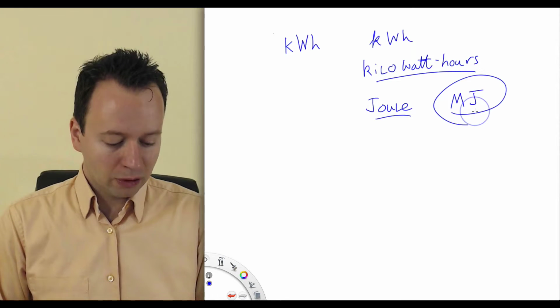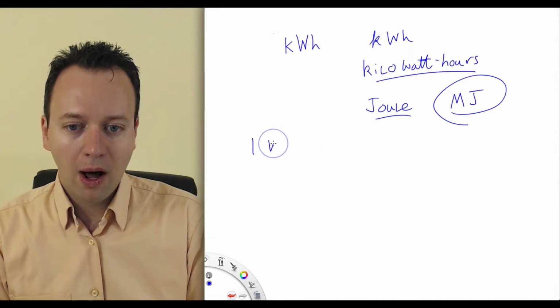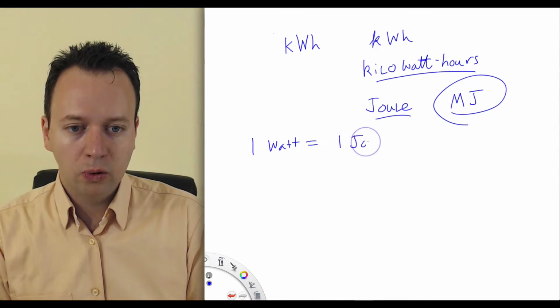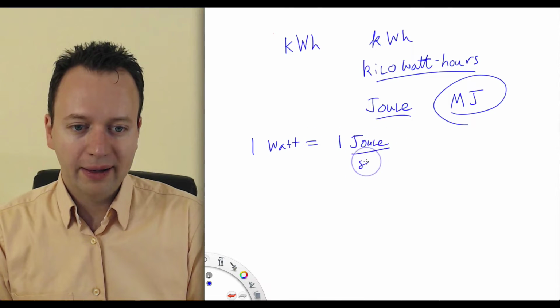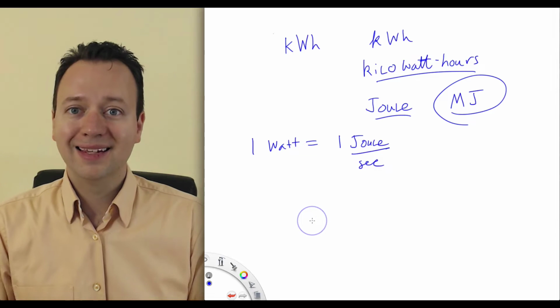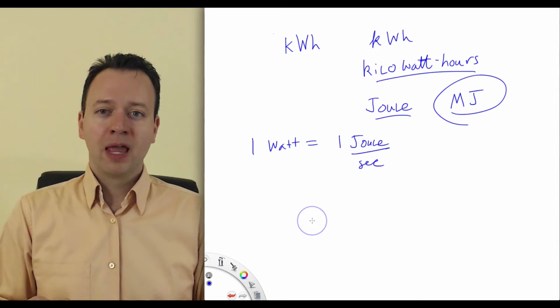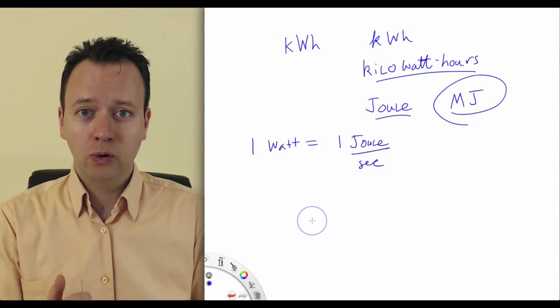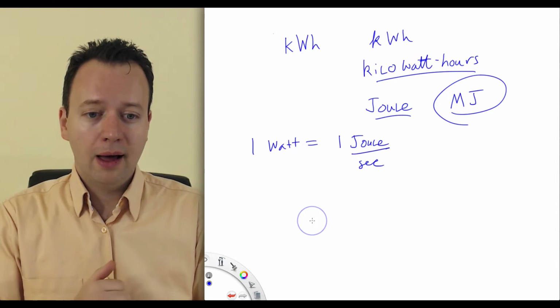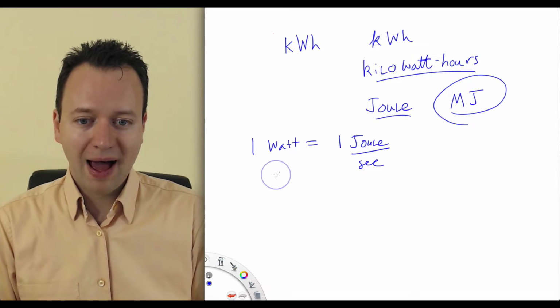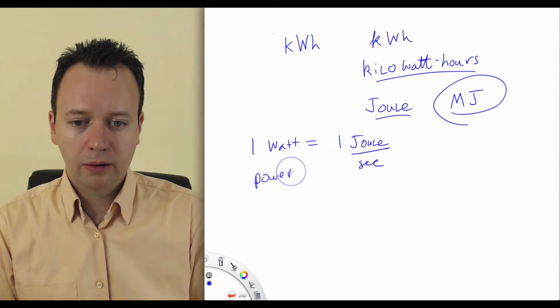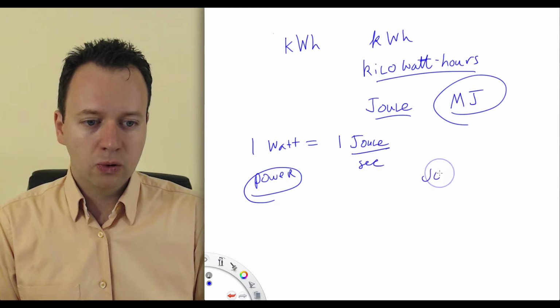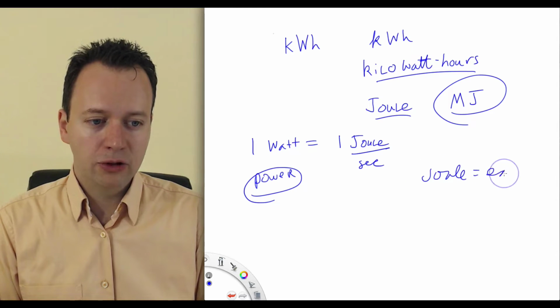So it's the same sort of deal here, because 1 watt is equal to 1 joule per second. So the joule is the unit of energy. So when you measure energy, it's always measured in joules. Right? So watt is a unit of power. So this is power. And then joule is the actual energy.